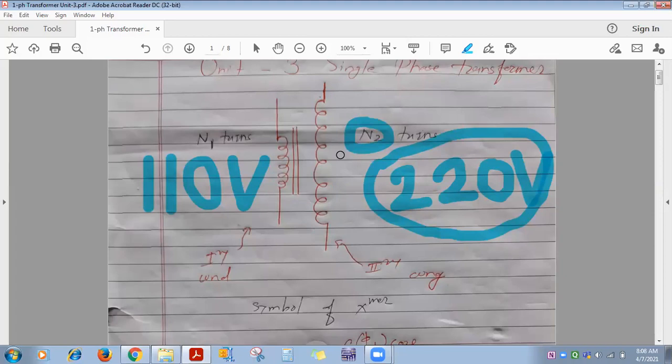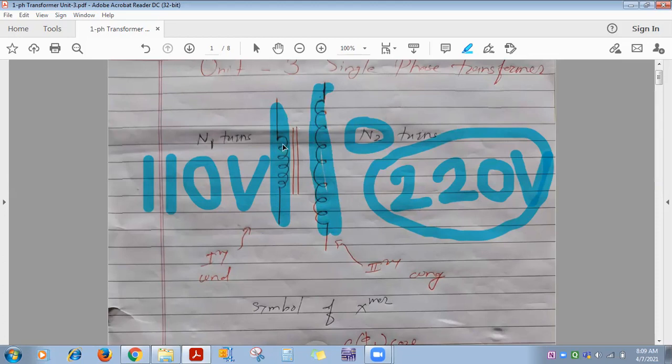In step down transformer, voltage on secondary compared to primary will be less. Same for the turns also, then N2 will be less than N1. Okay, so two types of transformers are there, step up and step down. Based on supply also, single phase transformer and three phase transformer. Okay, in single phase transformer you can find single winding on primary and single winding on secondary. N1 and N2, these are the turns and winding, different thing.